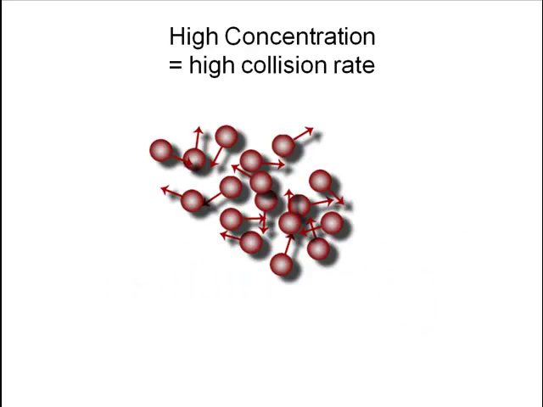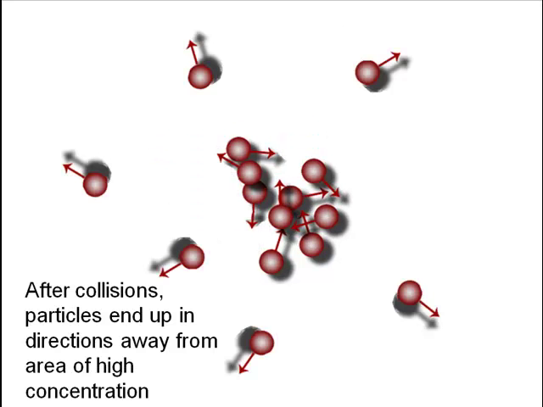High concentration equals a high collision rate. So the closer the molecules are together, the more they're going to collide. Further, the more space, the lower the density, the fewer the collisions. After the collisions, the particles end up in directions away from the area of high concentration. They want to go from a high concentration area to a low concentration area.